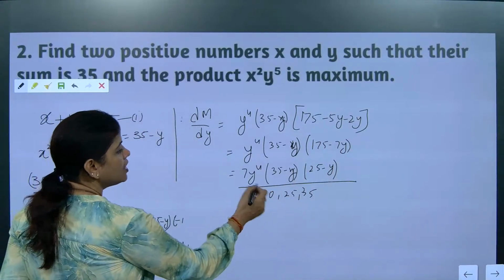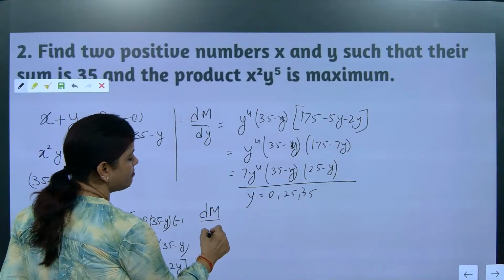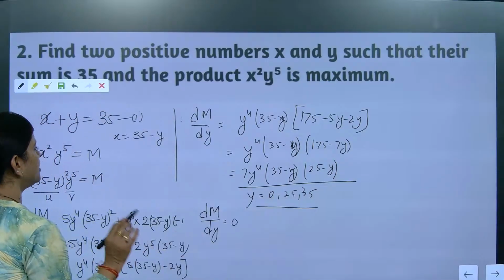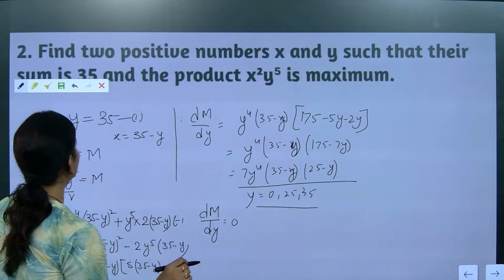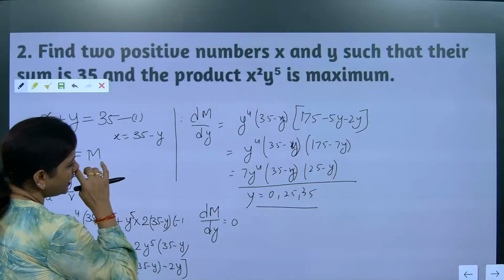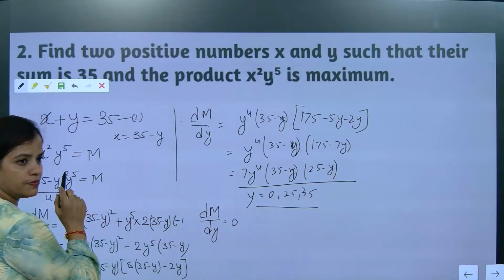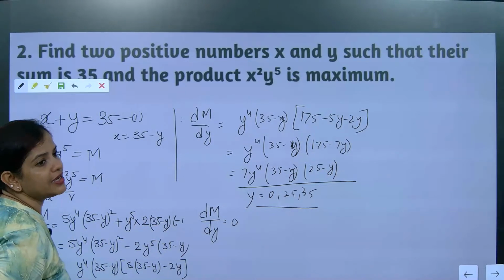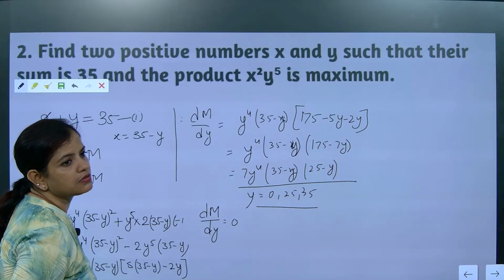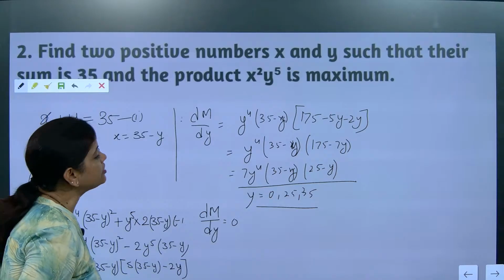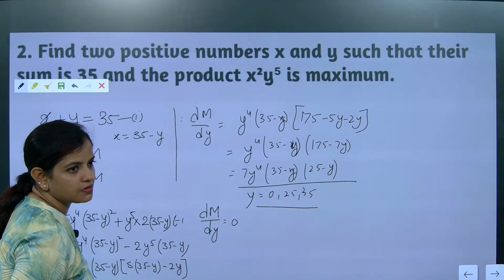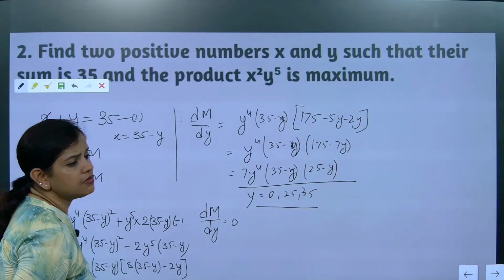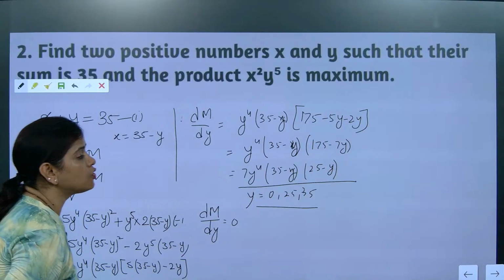Now check this one out, beta. How did you get the critical points? When you made dM by dy equal to 0, you got three critical points: 0, 25 and 35. How many critical points did you get? 0, 25 and 35. Now beta, here one thing, can we conclude which value you can take? What happened? Three values you got or not? What are the three values you got? 0, 25 and 35.